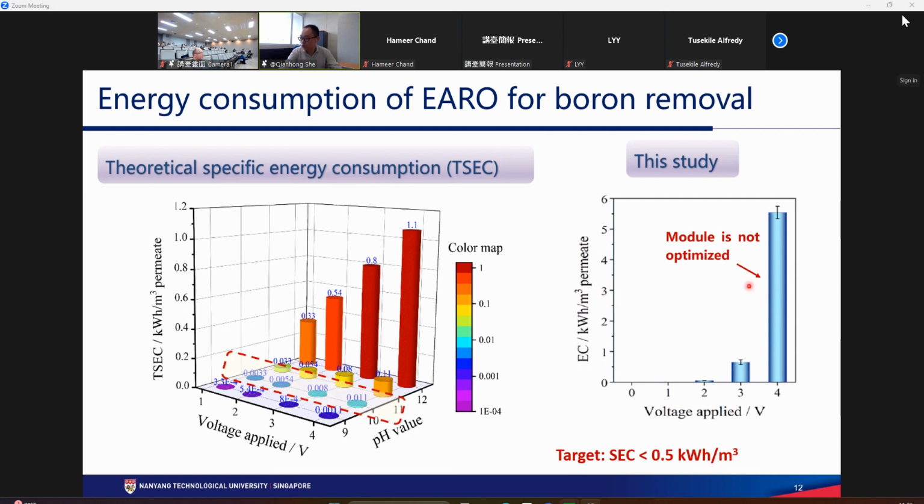But in reality, we measured the energy consumption, and it's a little bit high. You can see it's about 5 kWh per meter cube. If we want to use this method to enhance boron removal and eliminate the second pass RO, our target energy consumption should be lower than 0.5 kWh per meter cube. So this is our target. It means that we need to further optimize the module design.